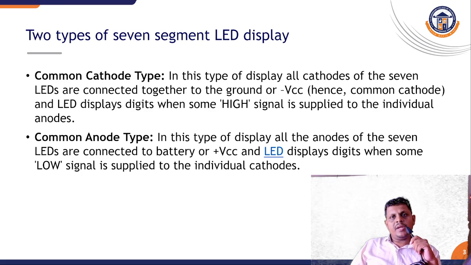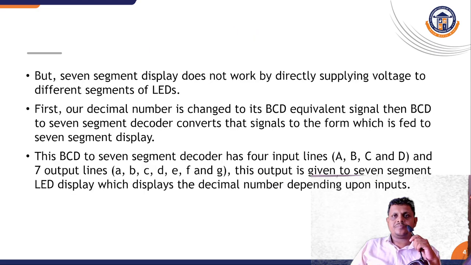And in the common anode type, all the anodes of the 7 LEDs are connected to the battery or plus VCC. In the common cathode type, they are connected to the ground or minus VCC. In the common anode type, all the LEDs are connected to plus VCC, and the LED displays digits when a low signal is supplied to the individual cathodes. So these are the two main types of 7 segment LED display, common cathode and common anode.